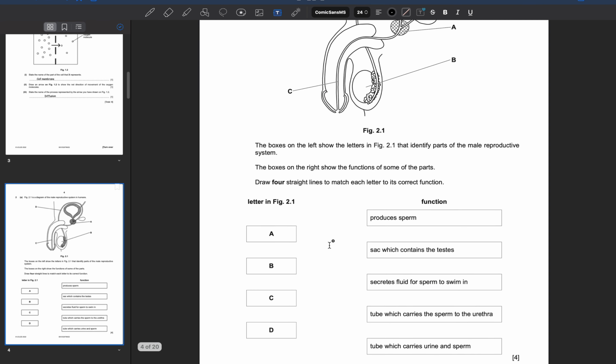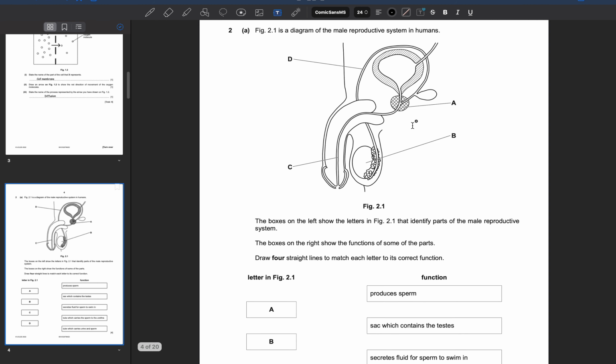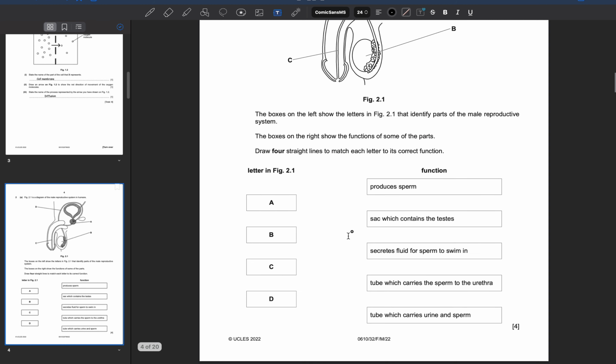The first one, A, is the gland, which is producing the fluid for sperm to swim in, which forms the semen. So I also have to draw a straight line using the ruler. The functions that I have are: produce sperm, sac which contains the testes and secretes fluid for sperm to swim in, tube which carries the sperm to the urethra, and tube which carries urine and sperm.